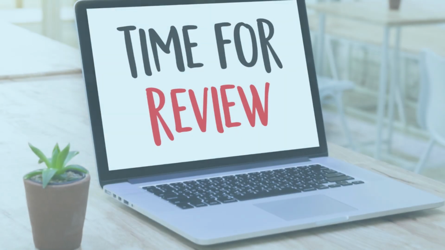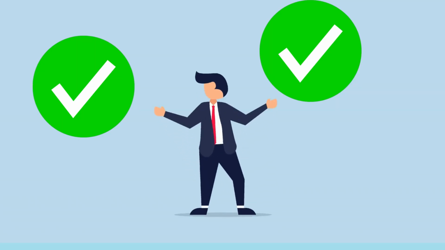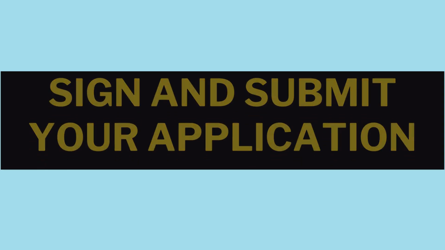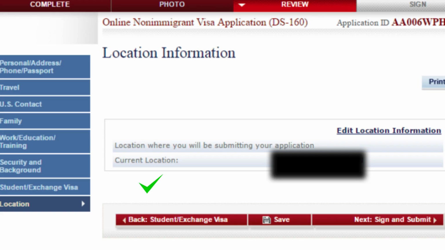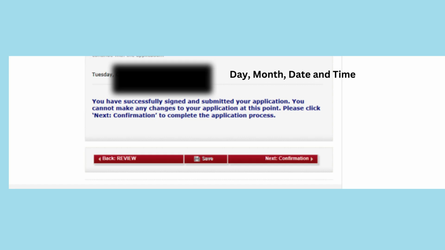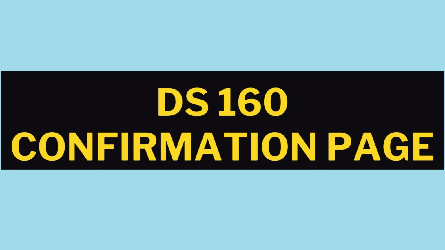Once you have reviewed your entire application and found every information correct to the best of your knowledge, you have to sign and submit your application. But before you can sign, you have to fill in the location where your application will be submitted. Once you have selected the location, you simply press the sign and submit button. Now your application is submitted. Once it is submitted, you will see the day, month, date, and time of your application submission, and the final DS-160 confirmation page will be displayed.